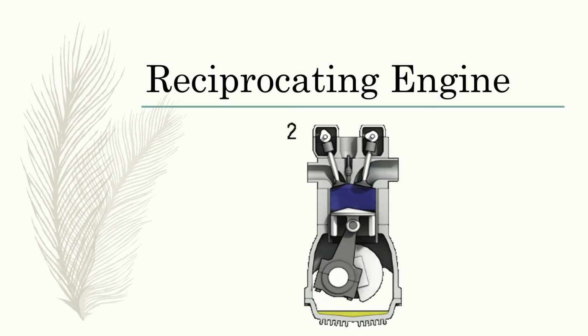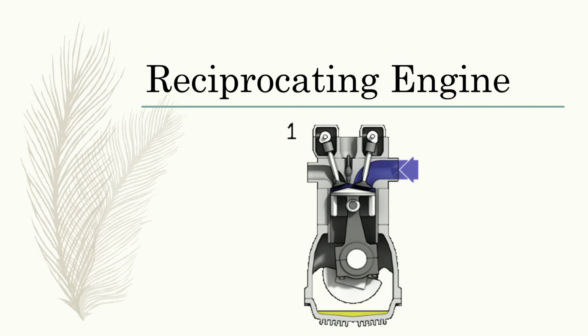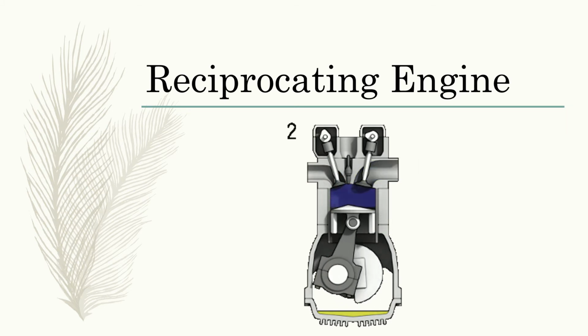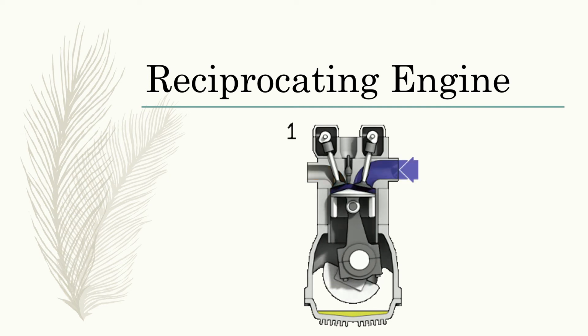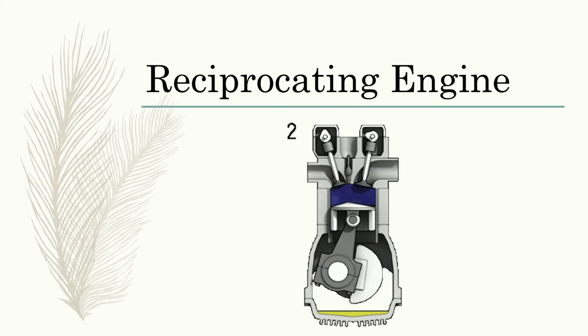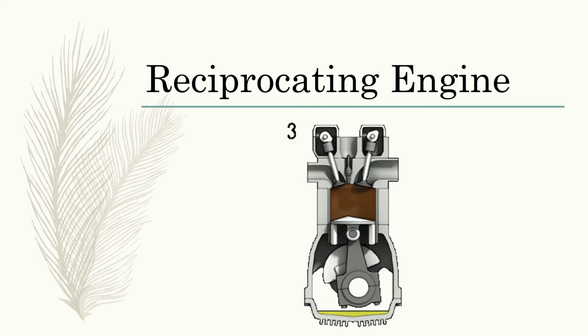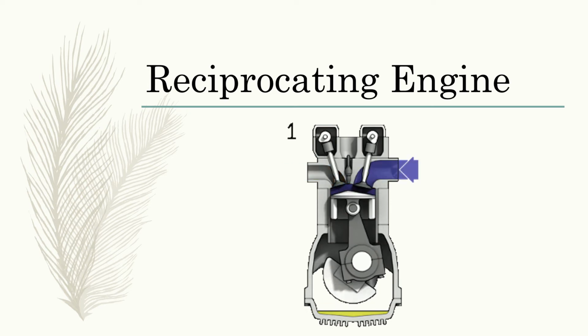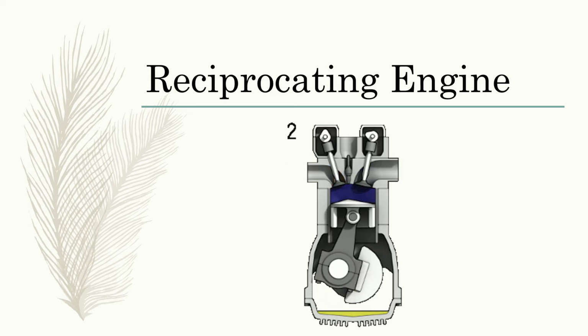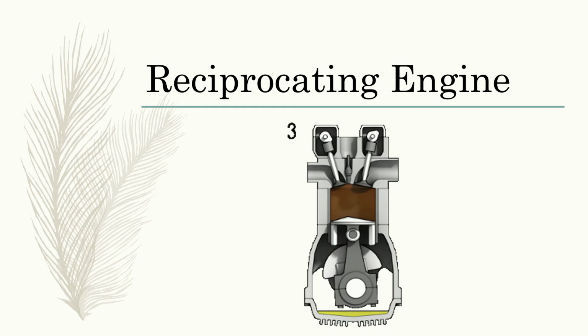Next is the ignition, which pushes the piston downwards, providing useful work to the engine. Then lastly, the exhaust, where the waste chemicals get output through the exhaust port and the cycle repeats. The 4-stroke cycle is what gives the engine its energy.